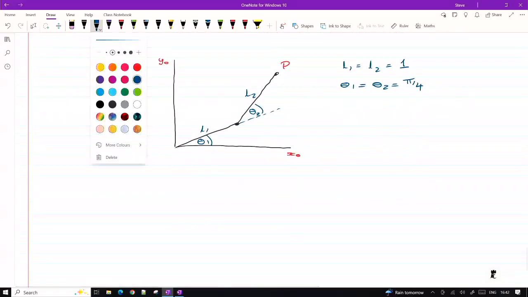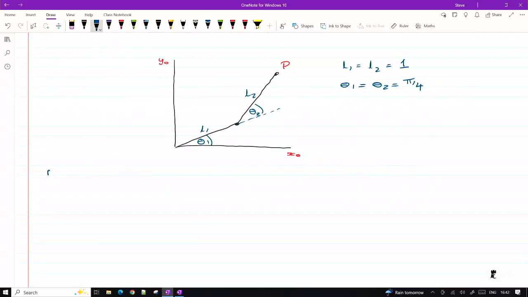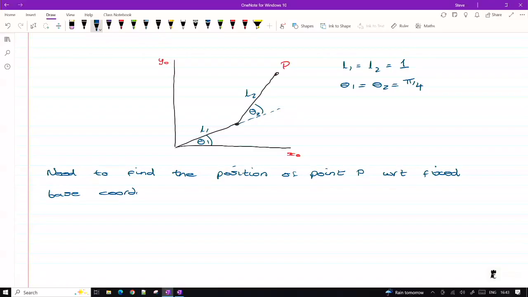So the problem is, as we already know, we need to find the position of the point.